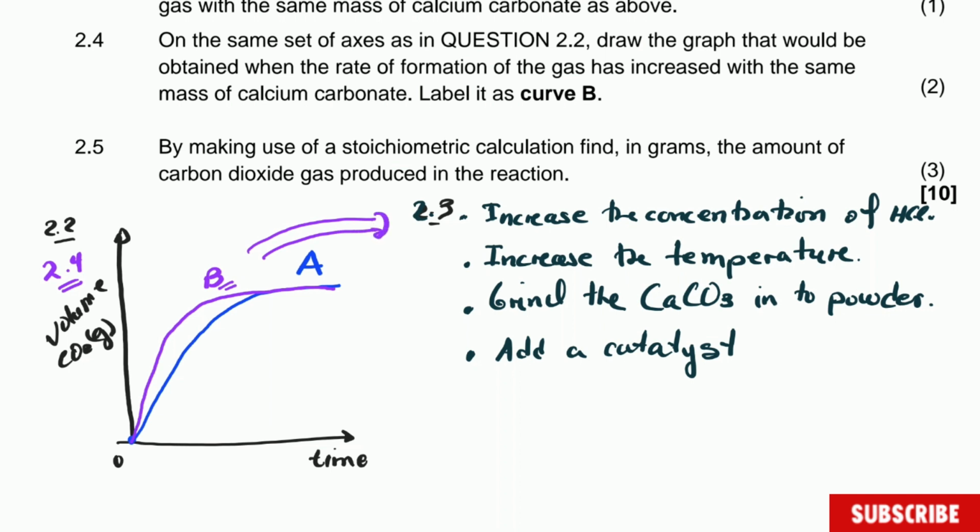The higher the rate of reaction, the higher the gradient of that graph would be. It's quite simple, guys.